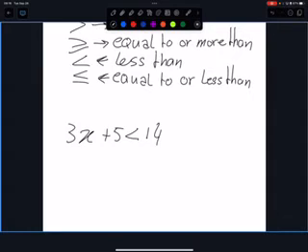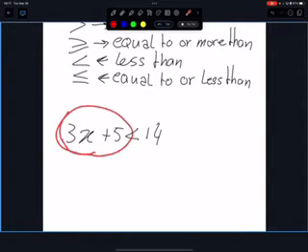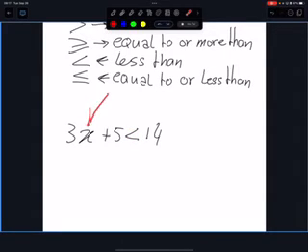So, how do you read it? You're saying, I have this linear equation, 3x plus 5. When I place a number in x, the answer has to be less than 14. That's what you're saying. The other one was equal: when I place an x, it has to be exactly 14. Now, when I have an x, it has to be less than 14.